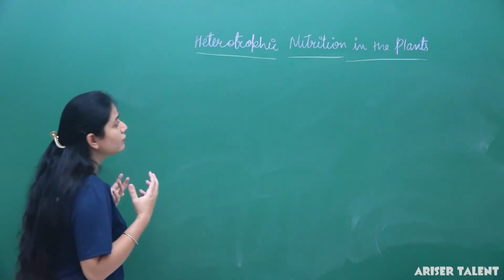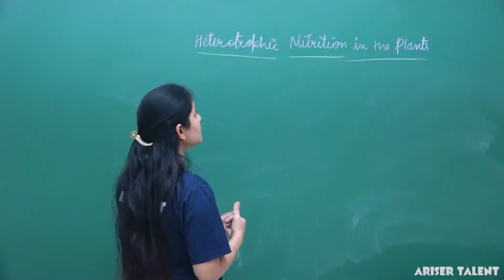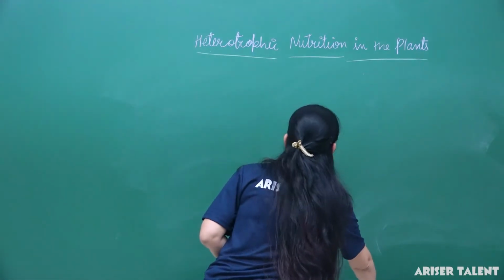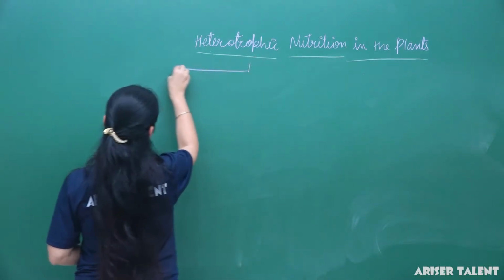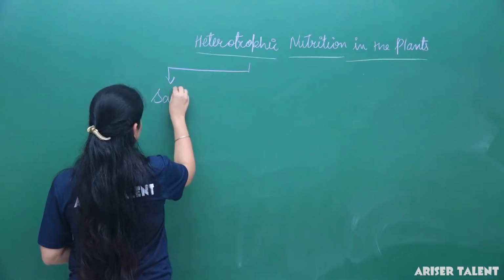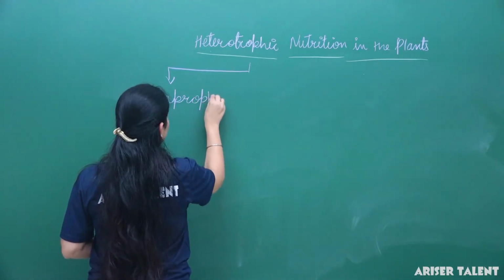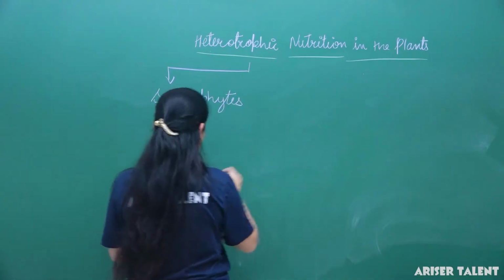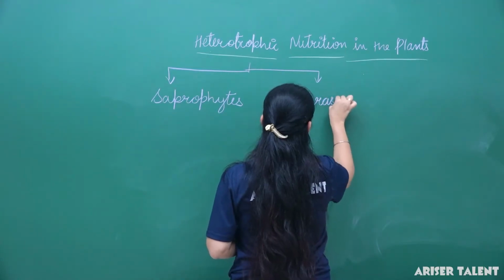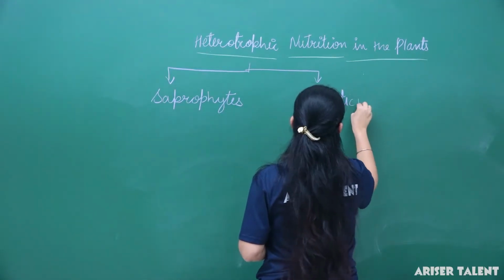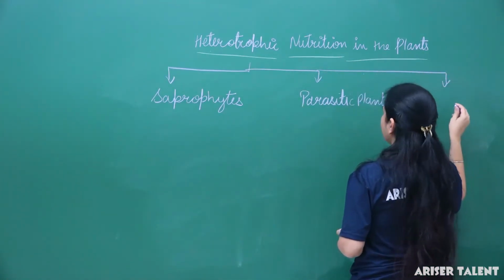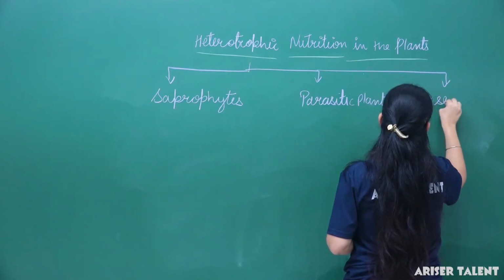These are generally of three types. What are they? Saprophytic plants, parasitic plants and insectivorous plants. Heterotrophic plants are generally of three types: saprophytes, then parasitic plants, and then insectivorous plants.